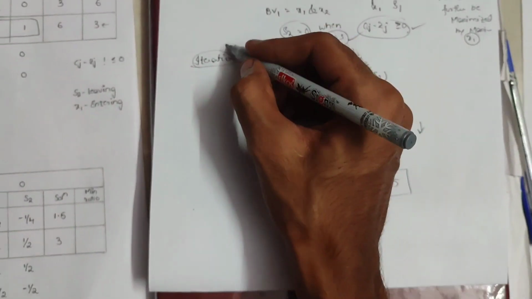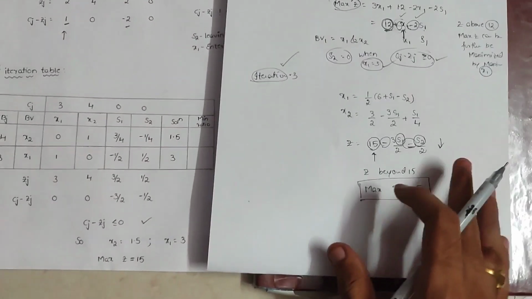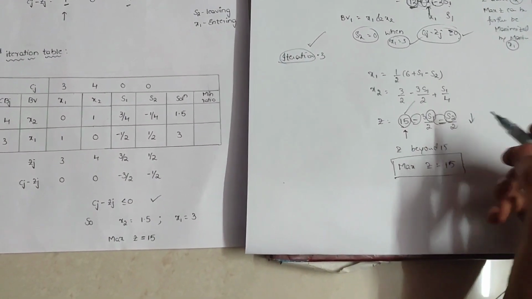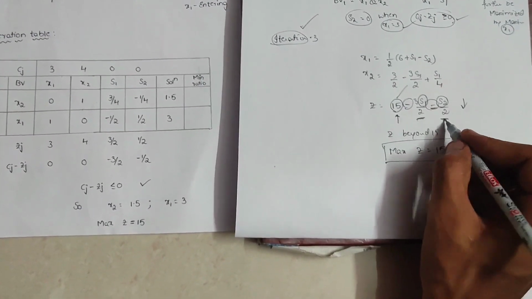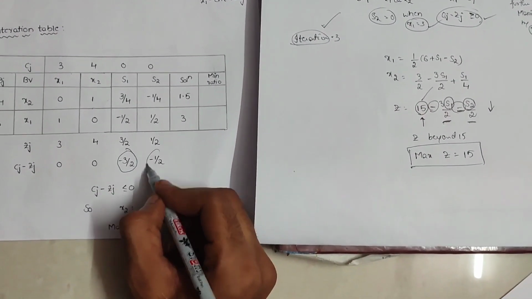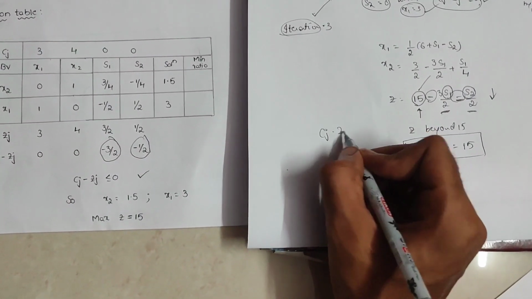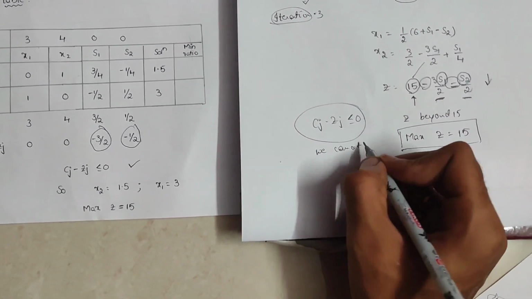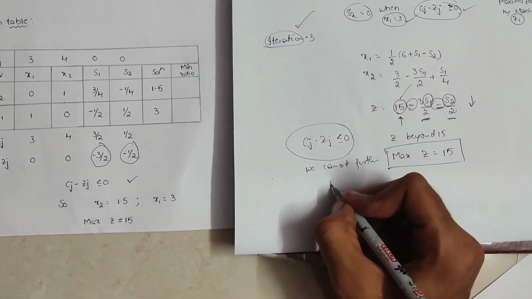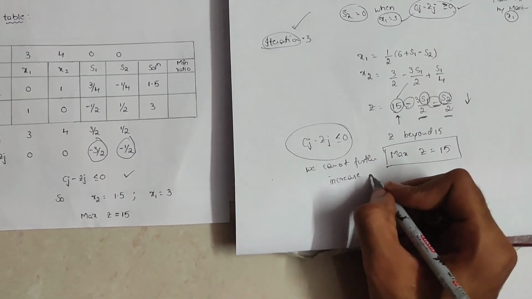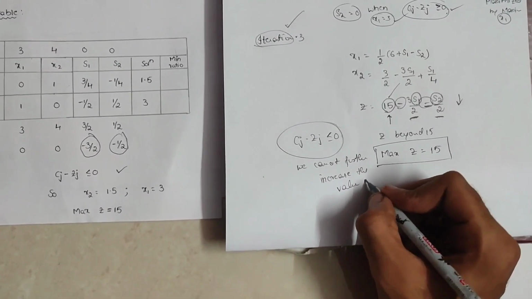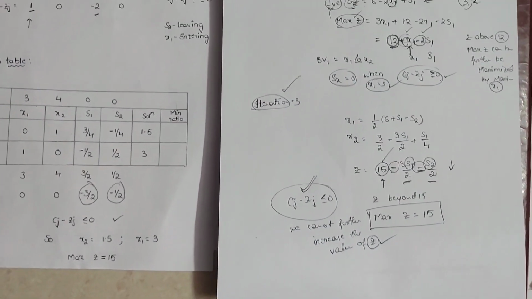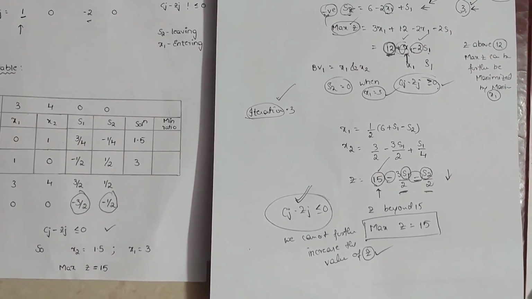Let us compare iteration 3 of the algebraic simplex method with the tabular simplex method. Here 15 is the maximum value, and minus 3 by 2 and minus 1 by 2 are the values of Cj minus Zj. So when Cj minus Zj is less than or equal to 0, we cannot further increase the value of z. So Cj minus Zj should always be less than or equal to 0 for a maximizing problem.